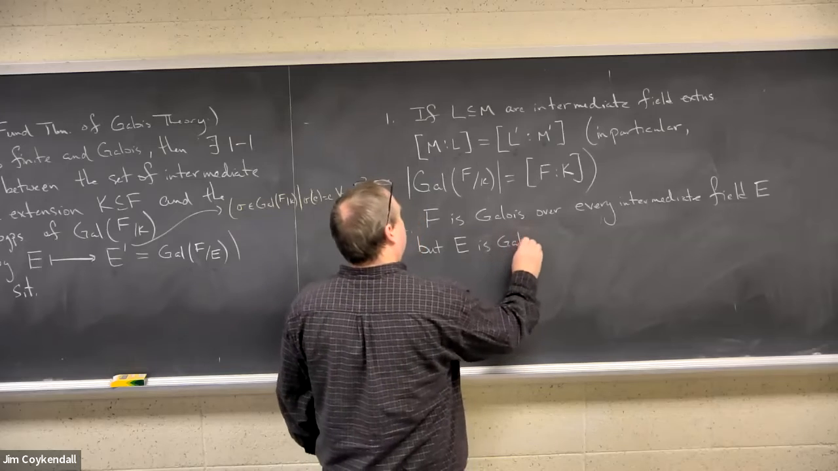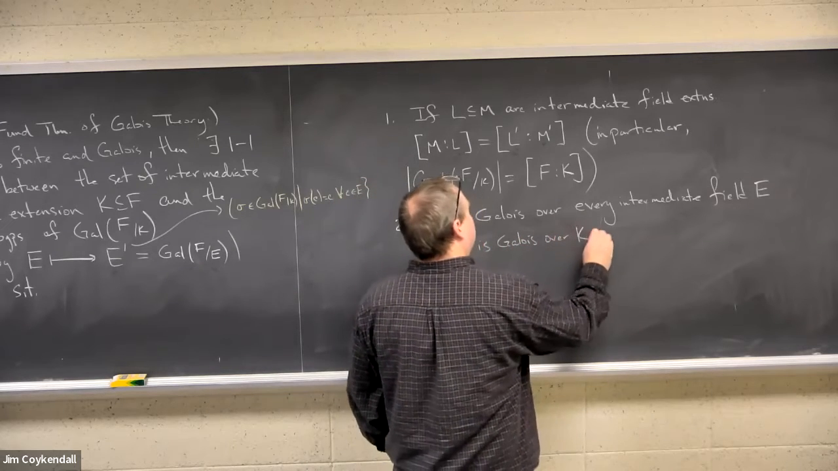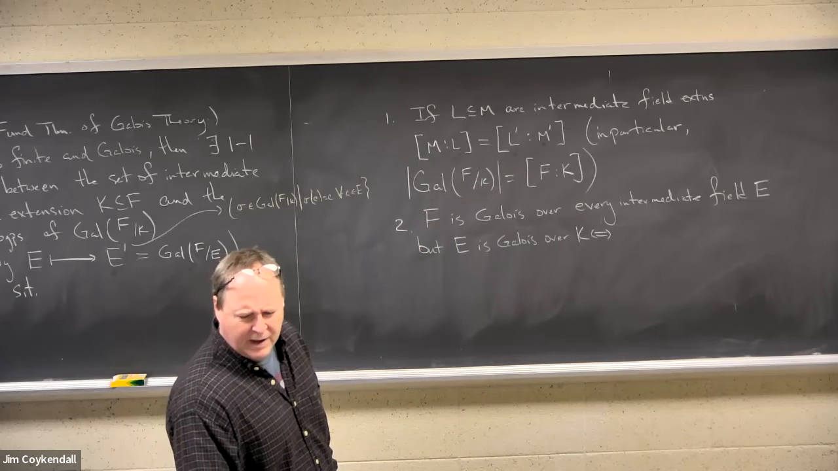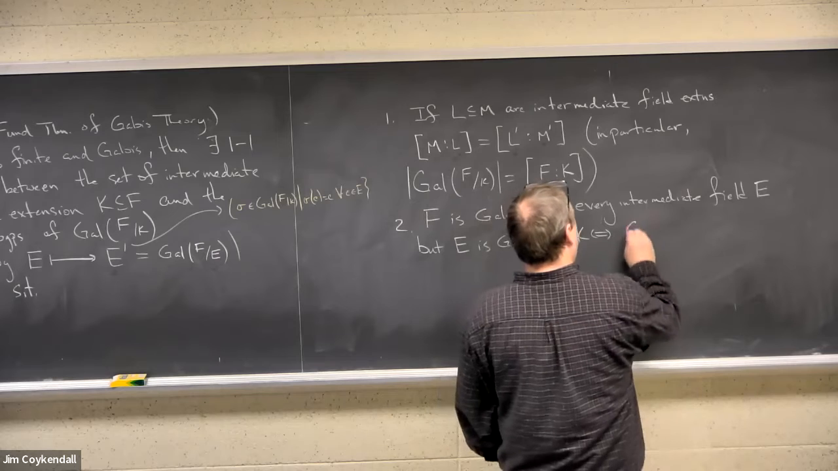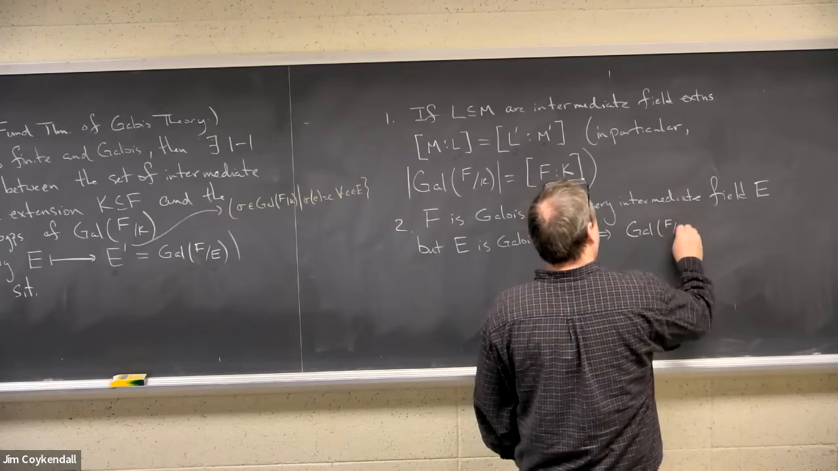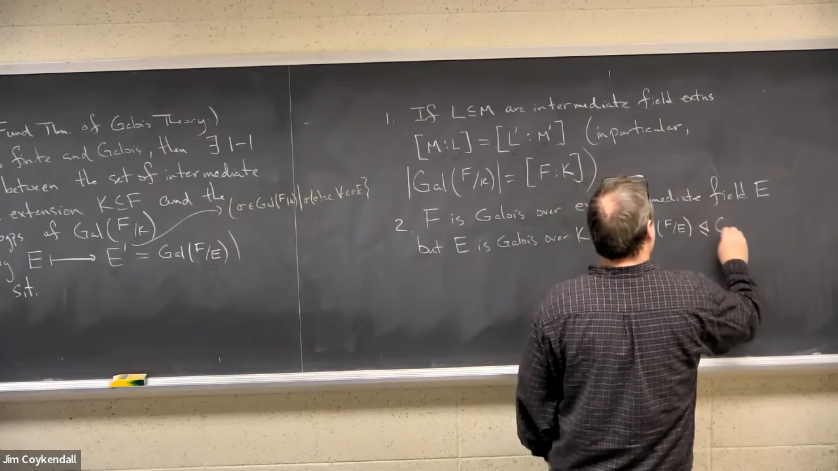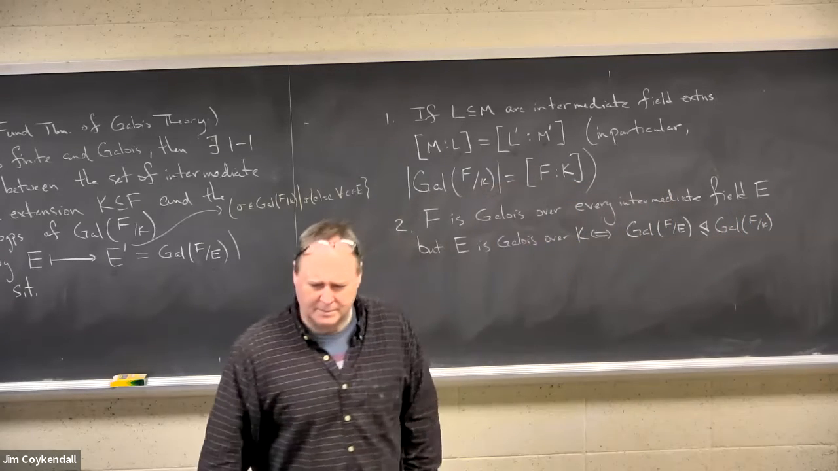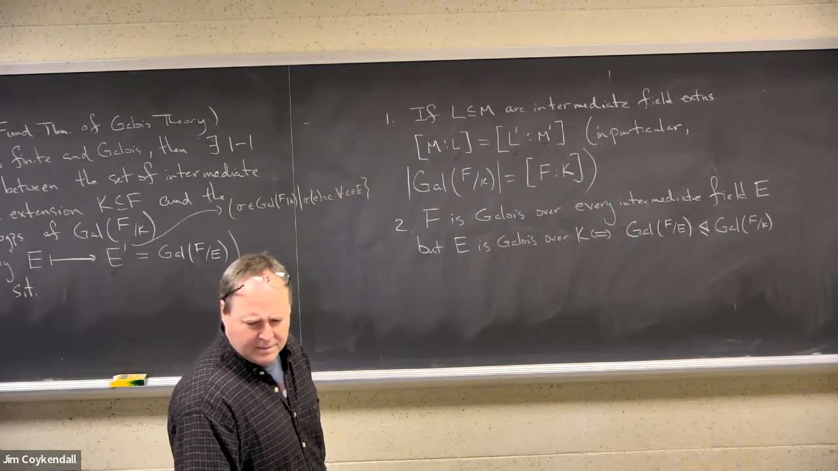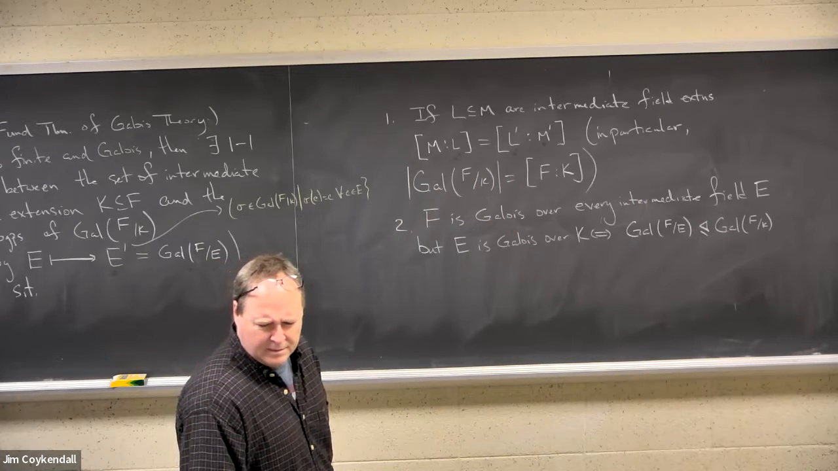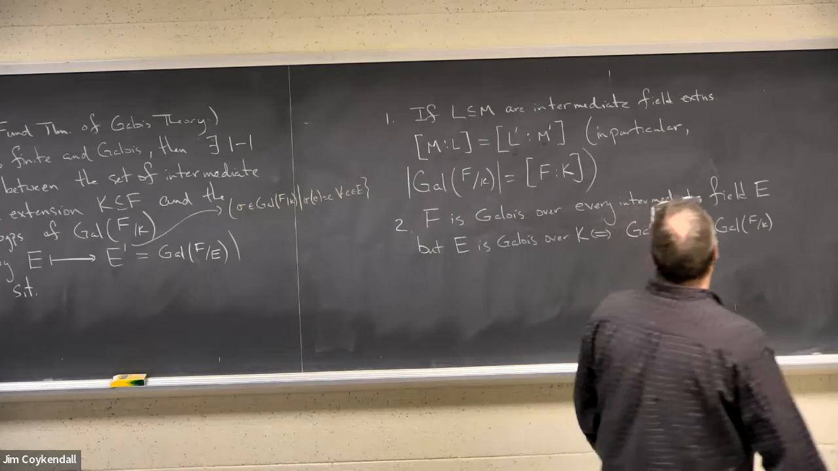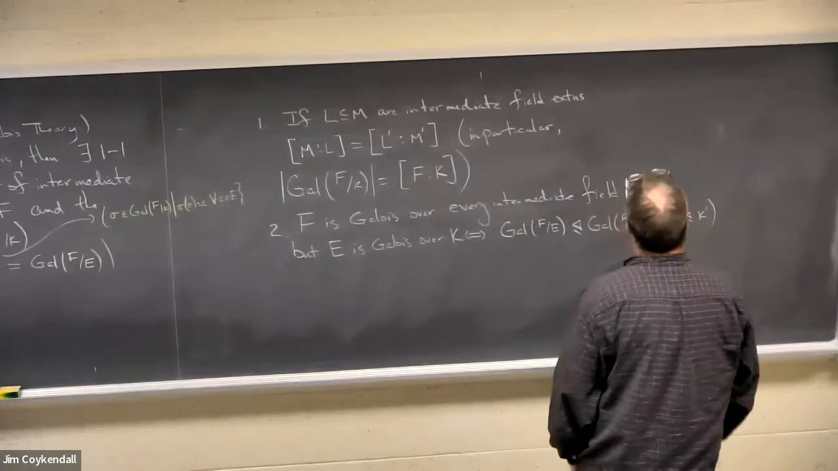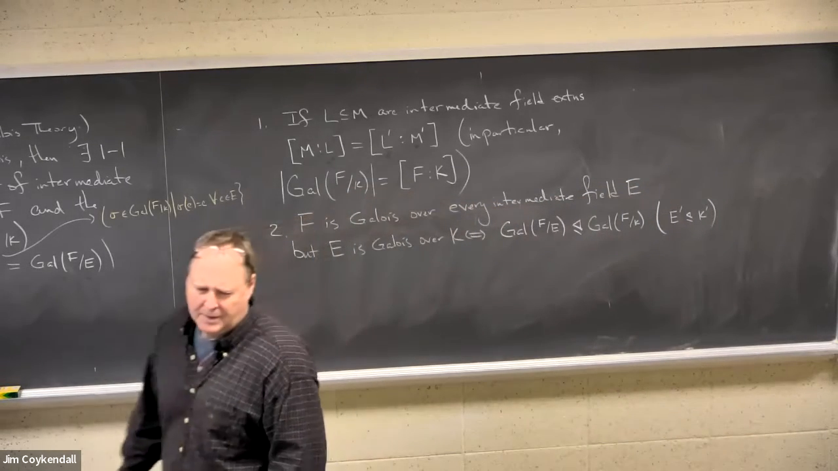It's Galois over K if and only if the Galois group of F over E is normal in the Galois group. And of course, this means E prime is normal in K prime. Right, that's a translation there.